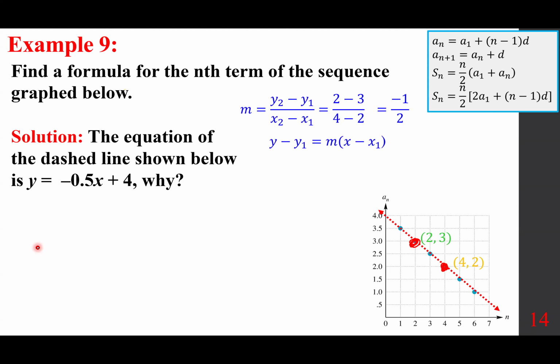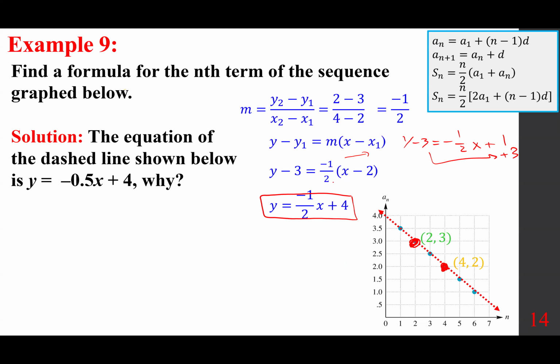y minus y1 equals m times x minus x of 1. Pick one of those pairs, for example, 2 comma 3. So y minus 3 equals negative 1 half times x minus 2. This gives us y minus 3 is negative 1 half x plus 1. Move this, and we get this one. And I highly recommend, after you get that, check with the other points to make sure this is right. Okay, I'm going to leave it for you to check that.